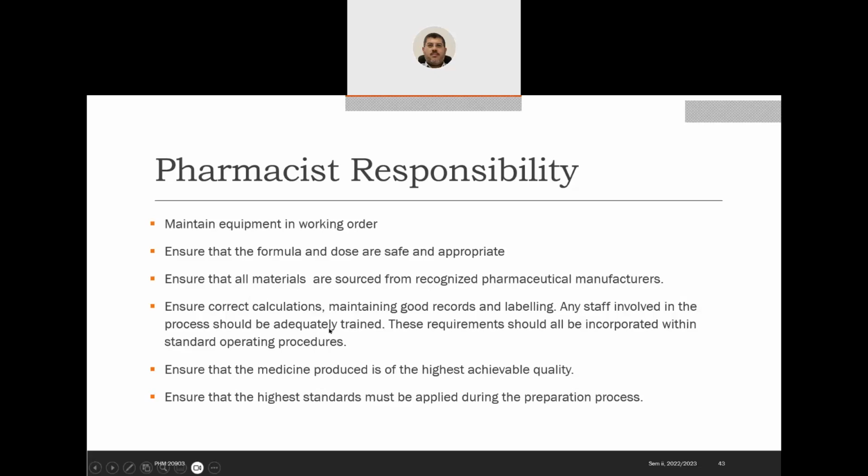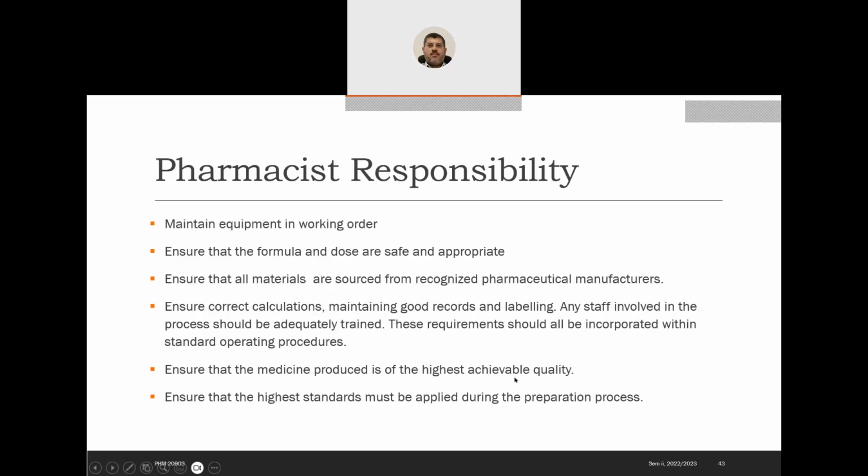You should ensure correct calculations, and maintain good records and labeling. Any staff involved in the process should be accurately trained, and you should have a written standard operating procedure for all these requirements.